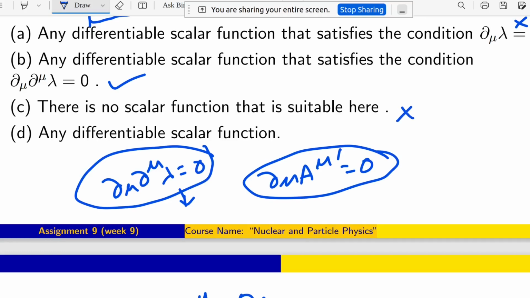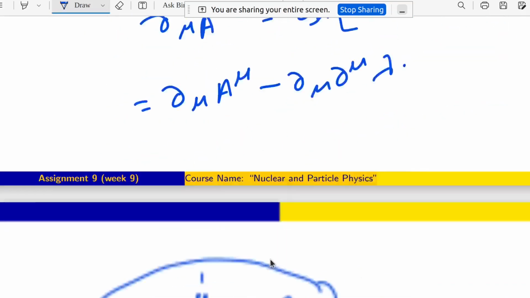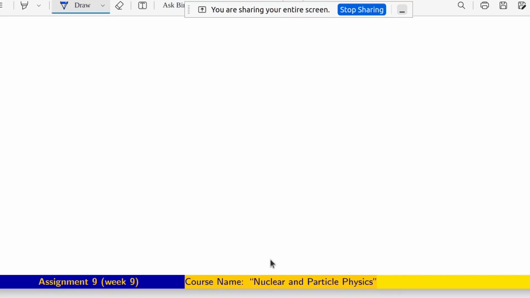Any differentiable scalar function, that is also not correct because there should be some condition, and this is the condition. Okay, so this is the whole case. I think you understand the question and answer as well. So we are going to move to the next one.